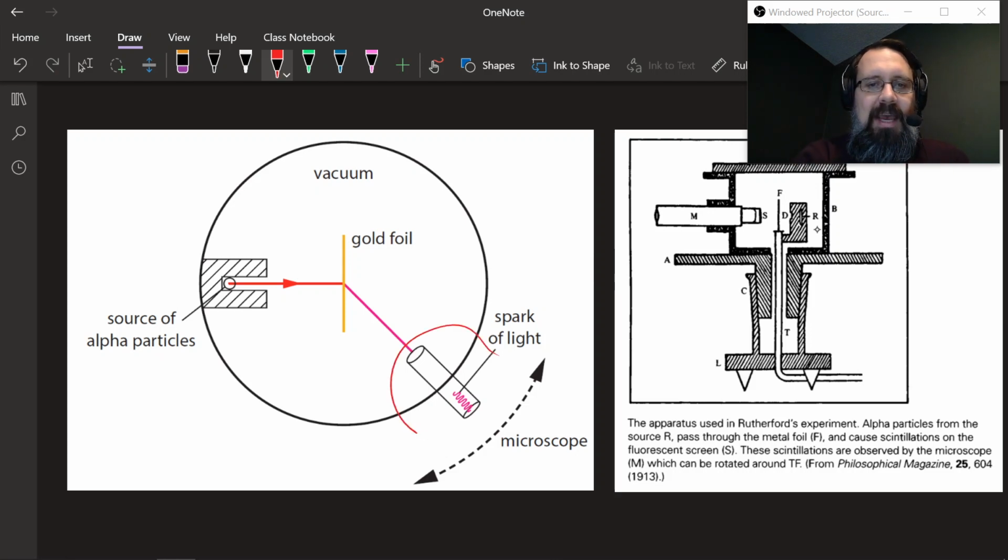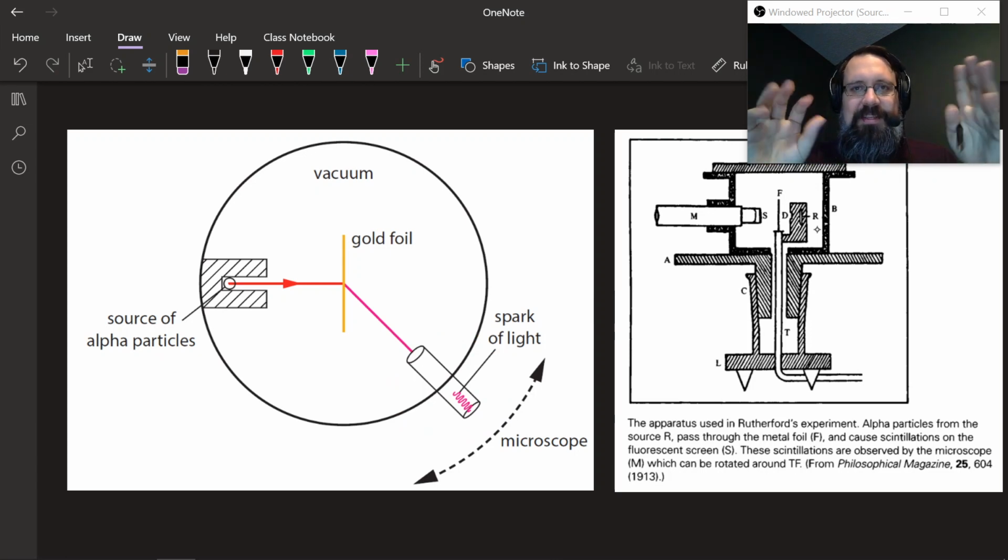Out here on the side, they have this little microscope, and there's a little plate on it called a scintillator. When radiation hits a scintillator, it releases a flash, like a little spark of light. That's called a scintillation.